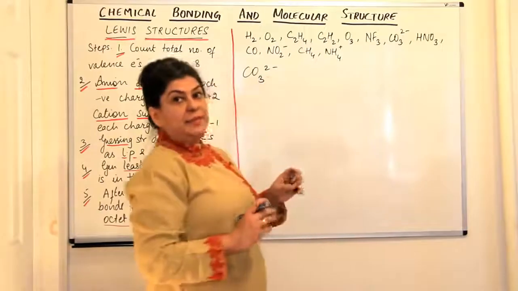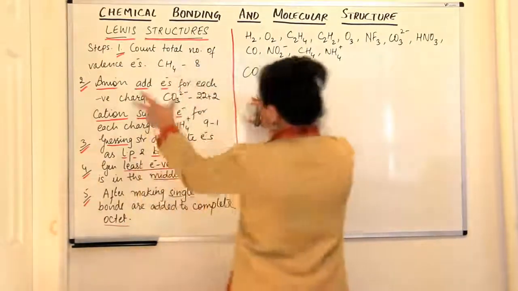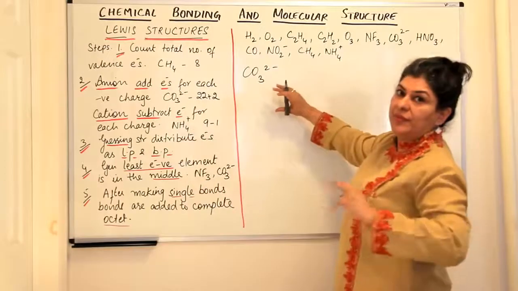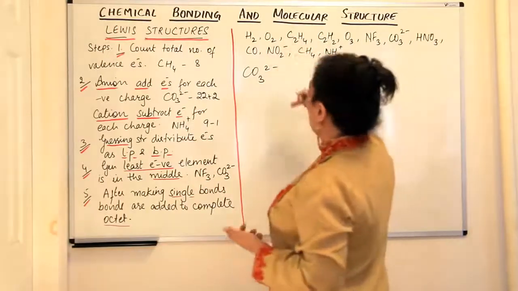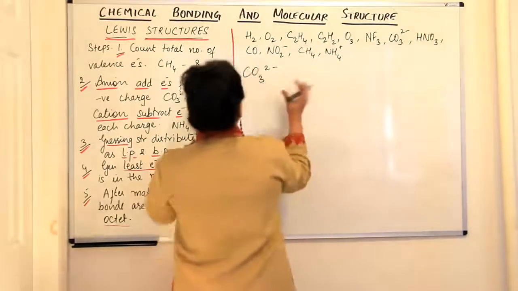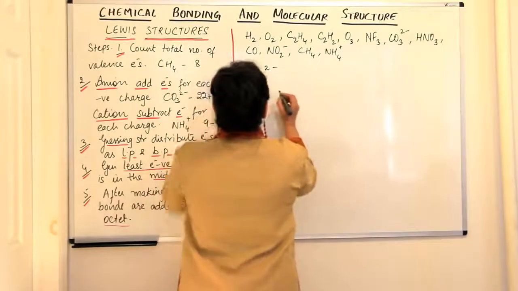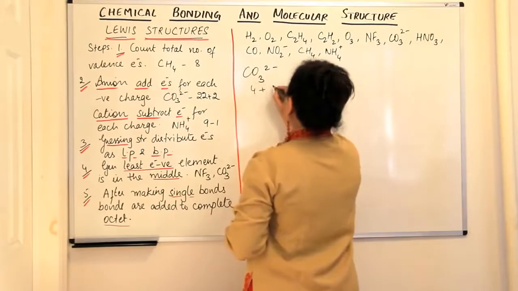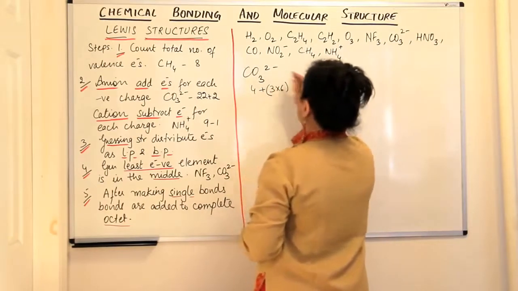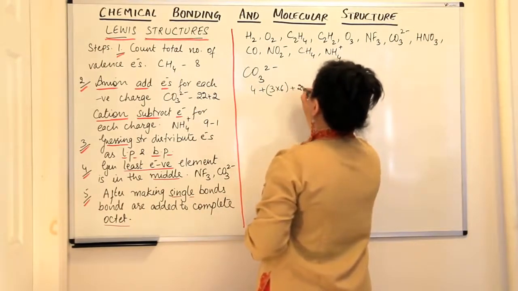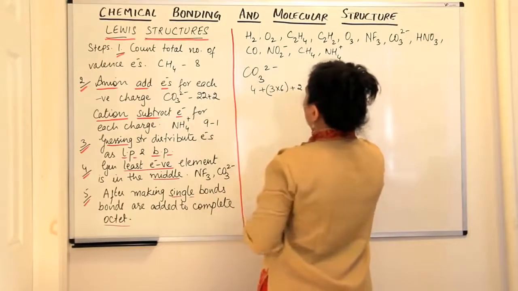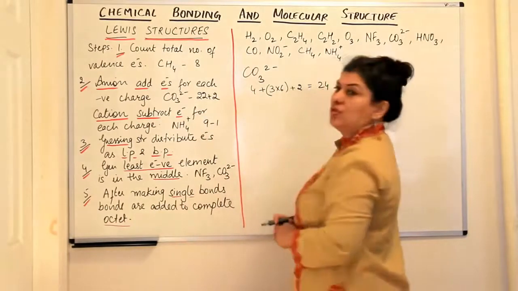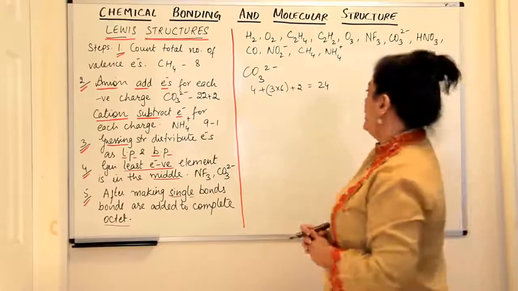The carbonate ion, let us first see, I'm now trying to follow these steps to make it clear how we use these steps in all the examples, but just elaborating it here. Carbon has 4 valence electrons, plus oxygen has 6 valence electrons, and there are 3 oxygens, so 3 into 6. And the negative charge is 2, so you will add 2 more electrons to this. So the total comes to 24. There are 24 electrons that have to be put.